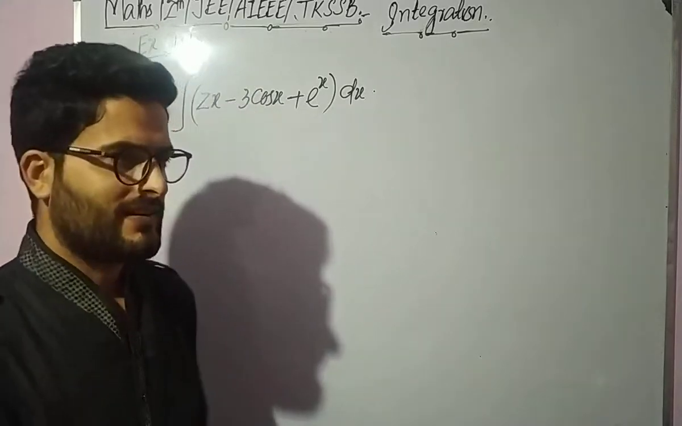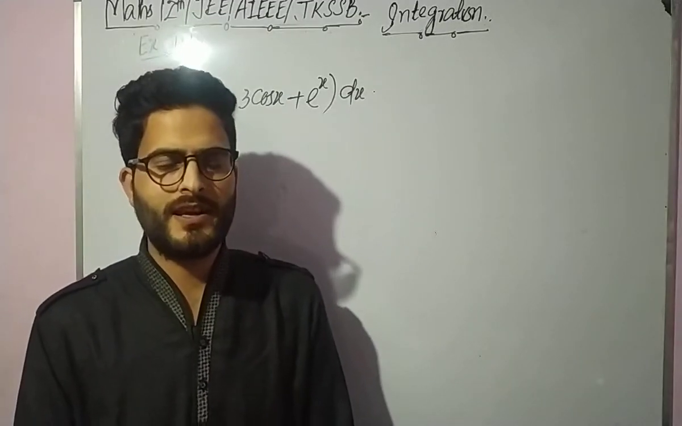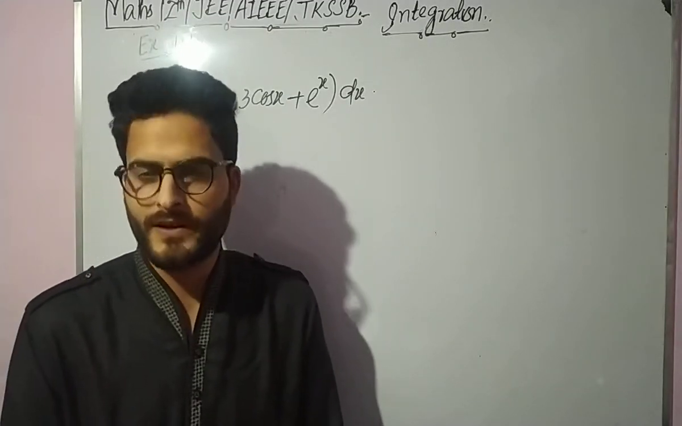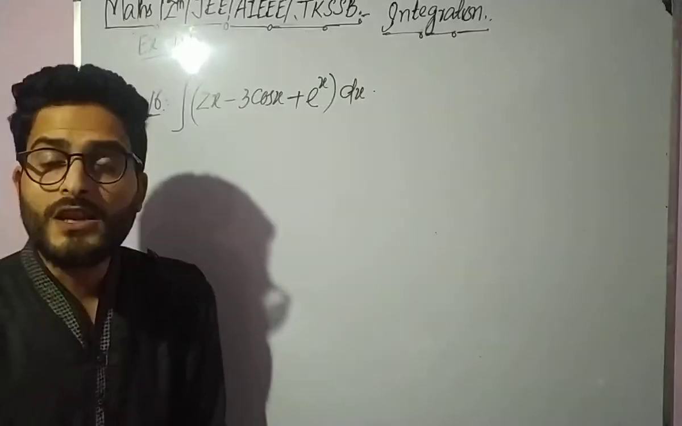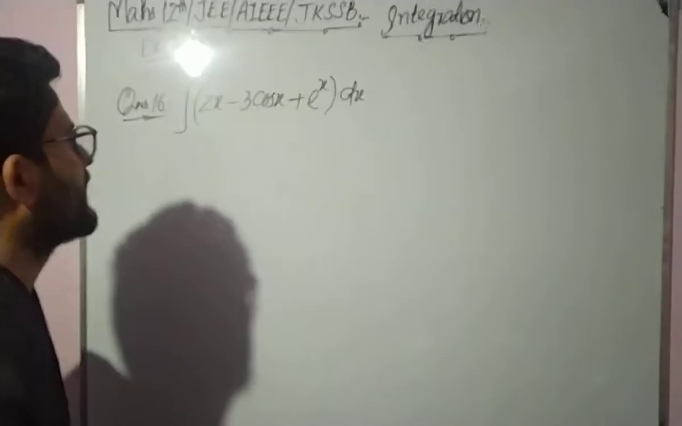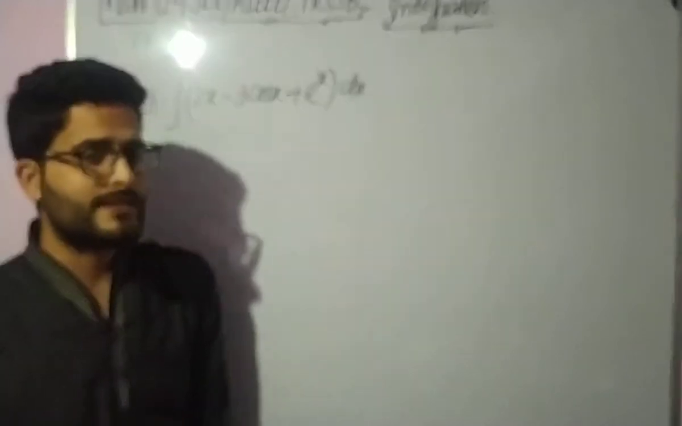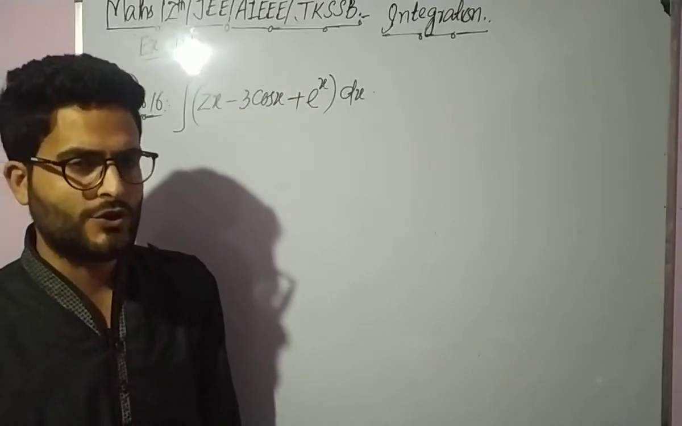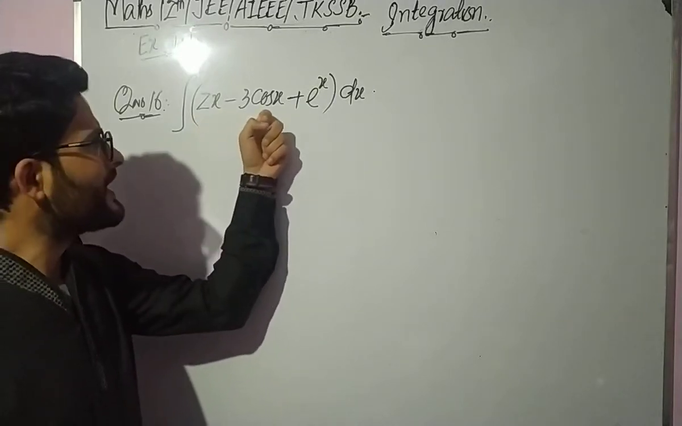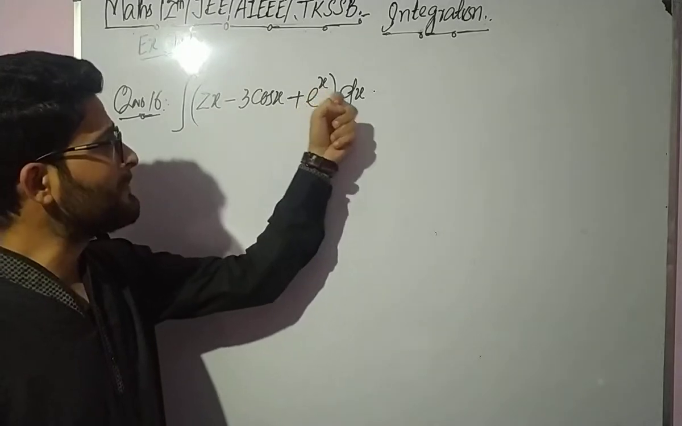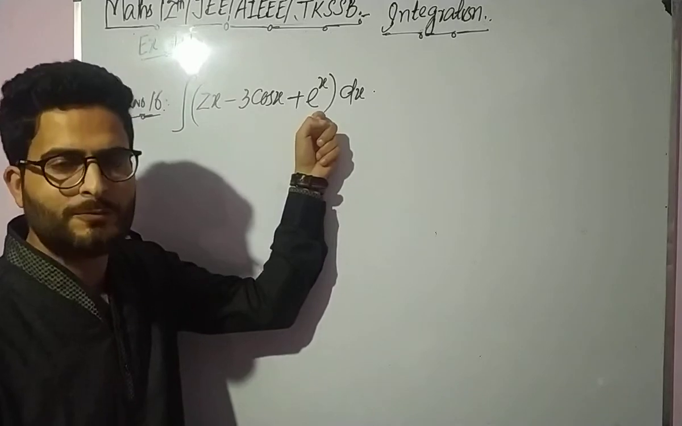And in the previous class regarding integration, we have done some basic concepts and basic questions, that is exercise 7.1, the first exercise of this unit. So far we have done 15 questions of this exercise, and here we are on question number 16 of the same exercise. Question number 16 is all about finding the antiderivative, the integral or primitive of 2x minus 3 cos x plus e raised to power x dx. An algebraic function, a trigonometric function and a natural exponential function.